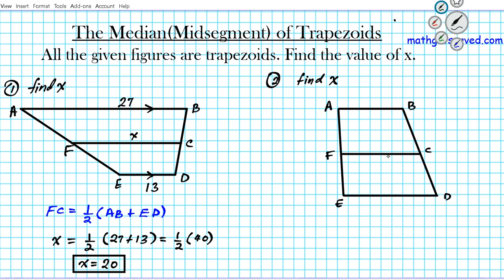And then let's say the median in this case is 10 units long. The longer base is 12 units long and the shorter base is x. Alright, so we want to find the length of the shorter base. Let's mark it to show that it's a trapezoid, one pair of parallel sides.